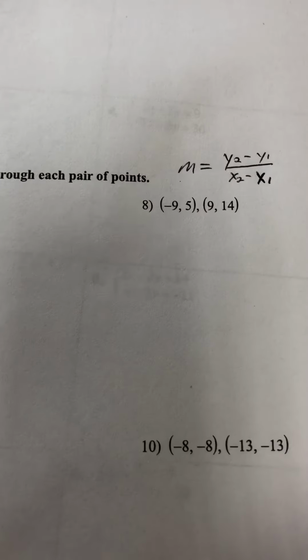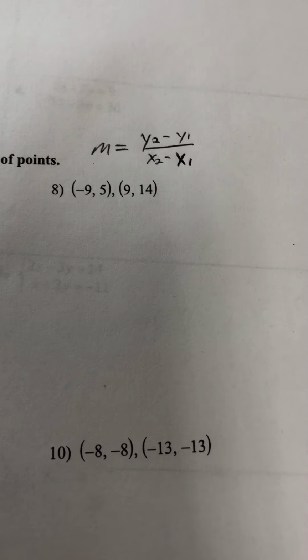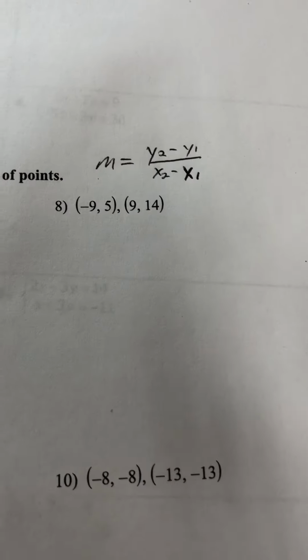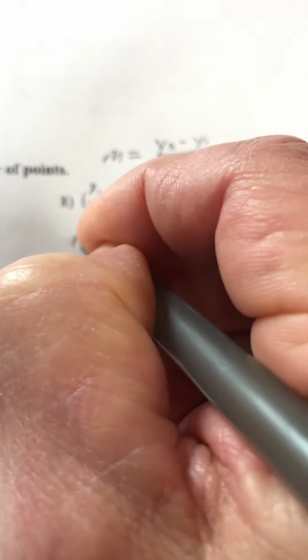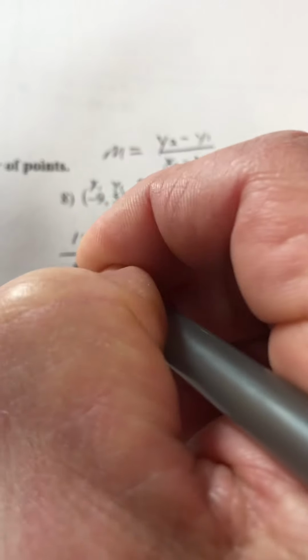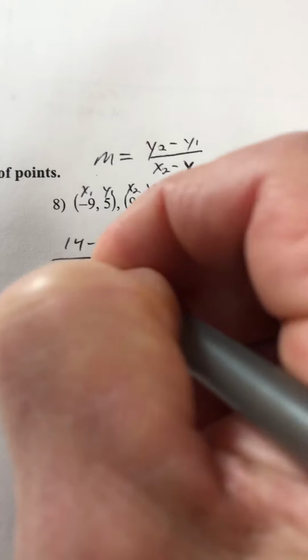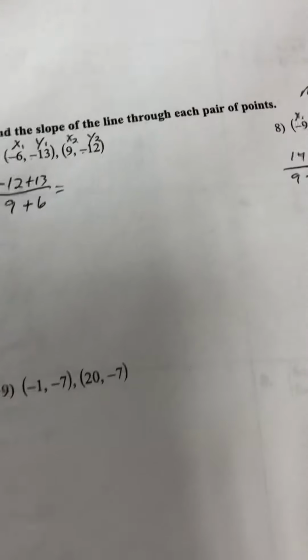And then that will give you your slope. And you can simplify those fractions if you can. If not, just leave them as a fraction, rise over run. Here's x1, y1. Here's x2, y2. So I'm going to have 14 minus 5 and 9 minus a negative, it's going to be plus 9. I'm figuring out that slope. Go ahead and figure that out.